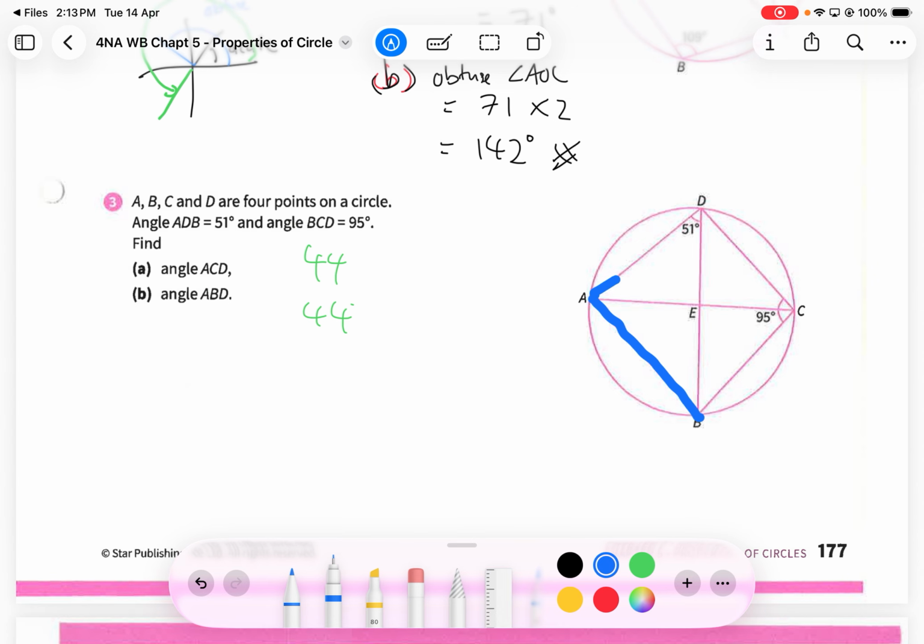This angle is the same as this angle. So 51, also 51. Then this whole thing is 95. So this one, ACD, is 95 minus 51. Then you will get 44 also. Okay? Go, go, go. So within the circle, there are a few ways to get to the same answer. It is quite an open one. Okay?